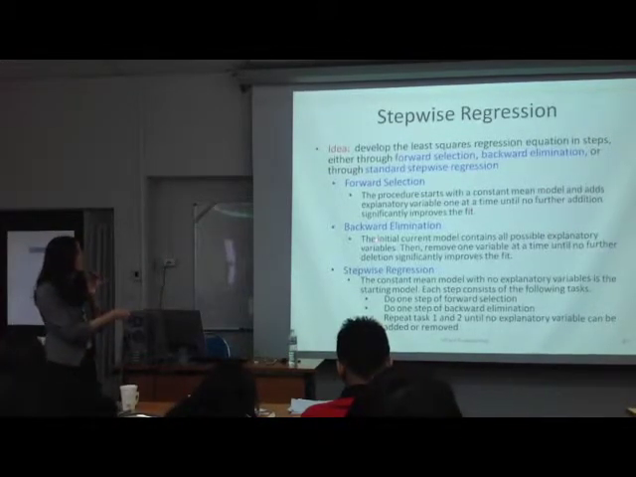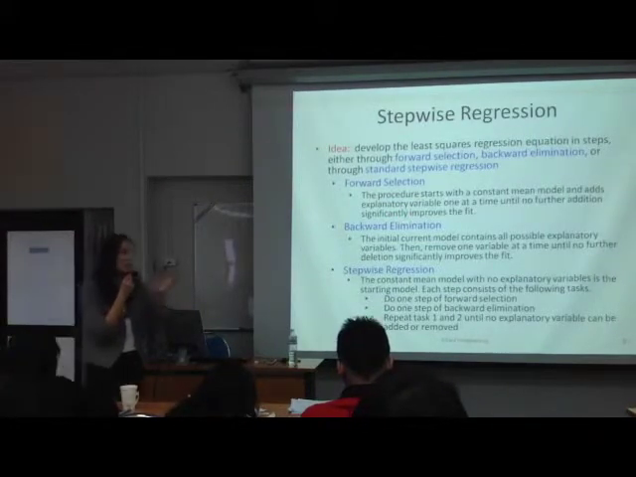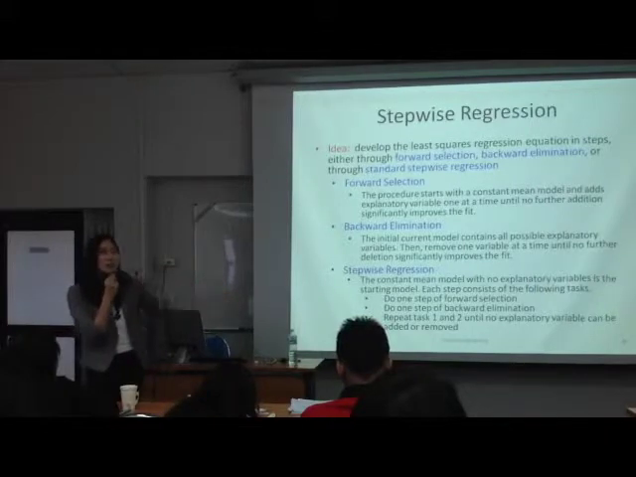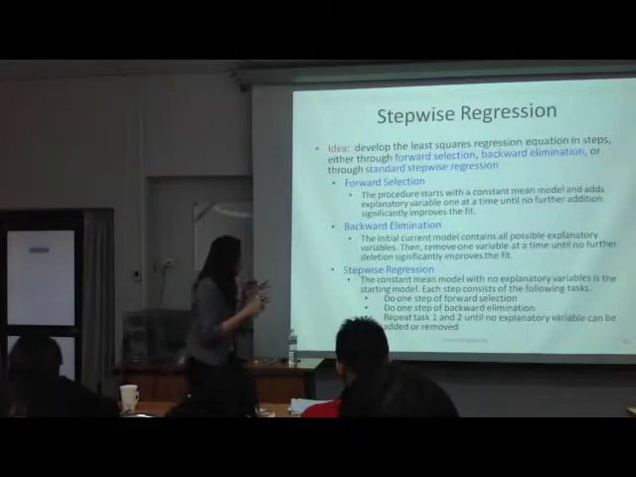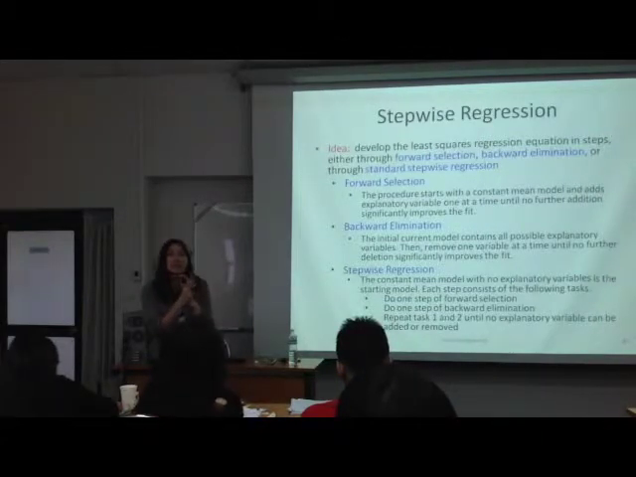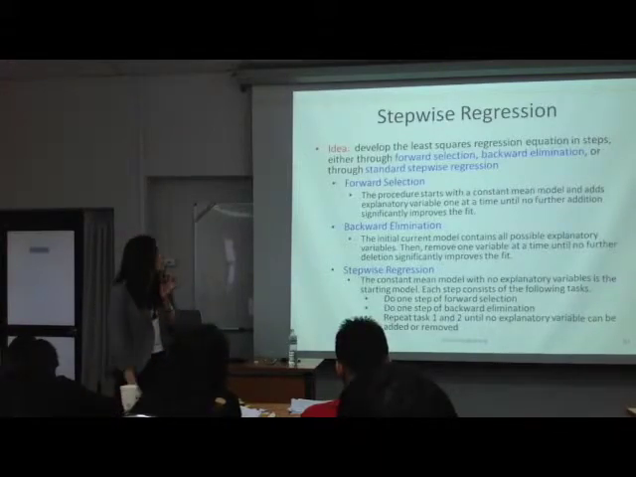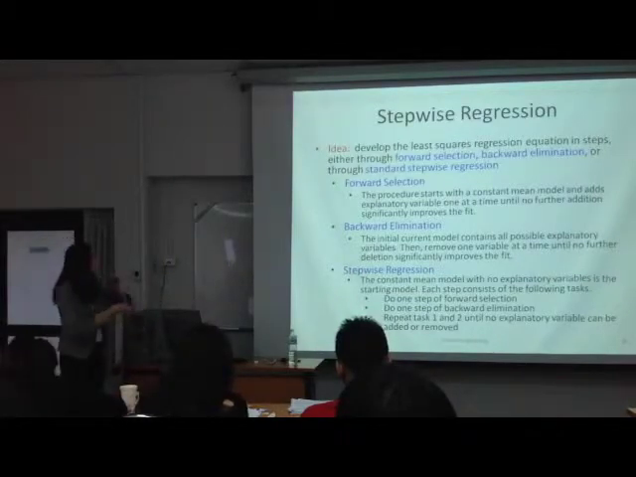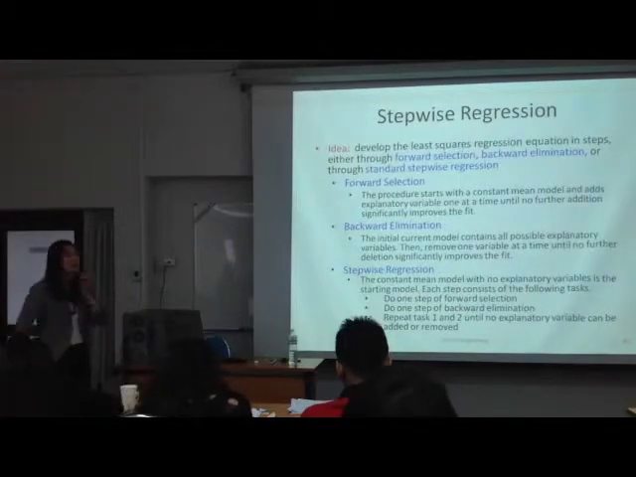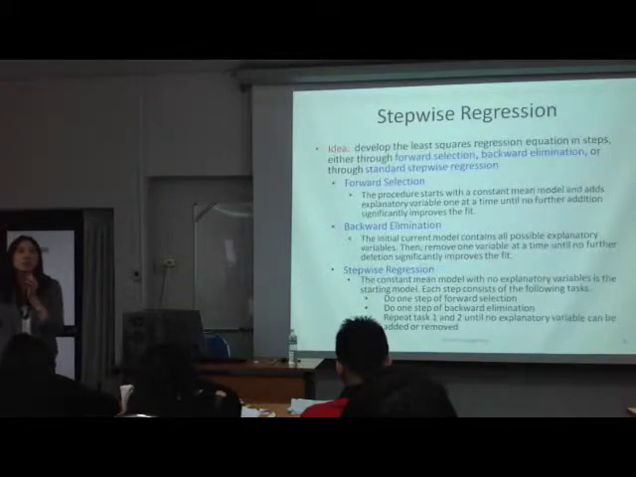Backward elimination is the other way around. You start with a model with all variables in the model, and then you remove one at a time. You remove the least significant variable at a time until you cannot remove anything further. And then stepwise is kind of like doing one step forward and then one step backward and then repeating it, until no explanatory variable can be added or removed. Okay.